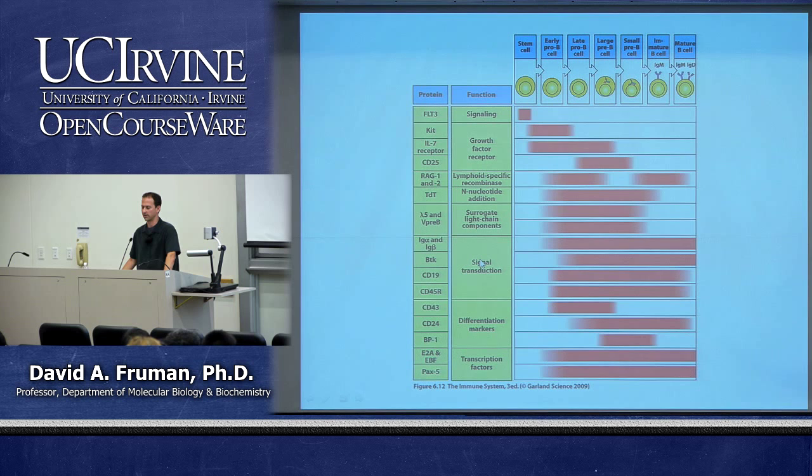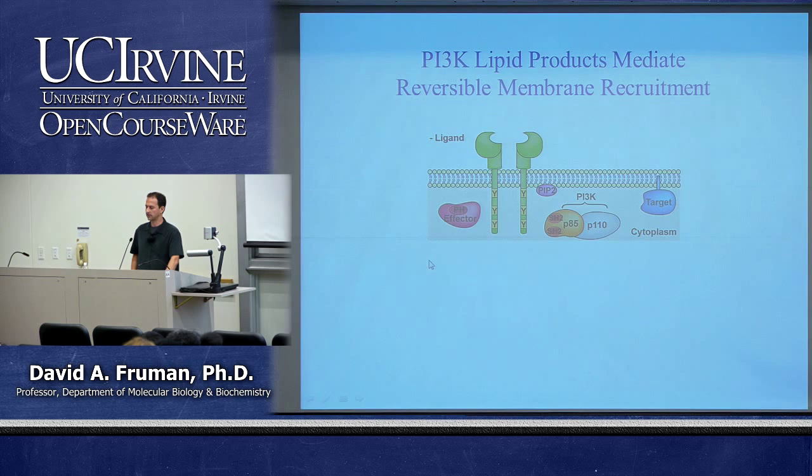I told you that BTK is required for B cell development, and the humans that don't have BTK don't make B cells. So mice that don't have BTK also have a problem making B cells. And I became interested in B cell development as a postdoc working in a lab at Harvard. The lab I was working at had identified and discovered an enzyme known as PI3K, which is highly active in cancer cells and in any dividing cell responding to growth factor.